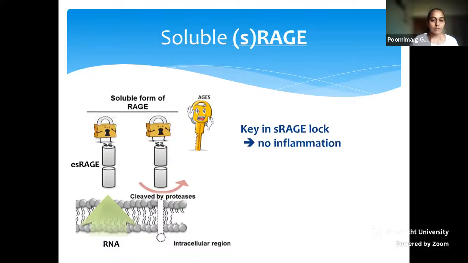Soluble RAGE can be produced within the cell with a specific RNA, which is called esRAGE. And there is one more form called sRAGE, which is produced by cleaving or shedding of the membrane RAGE. In our studies, we focused on both esRAGE and sRAGE.